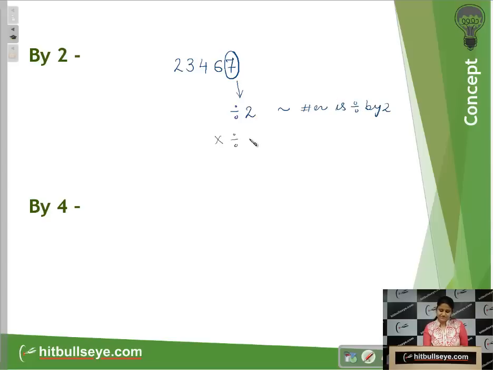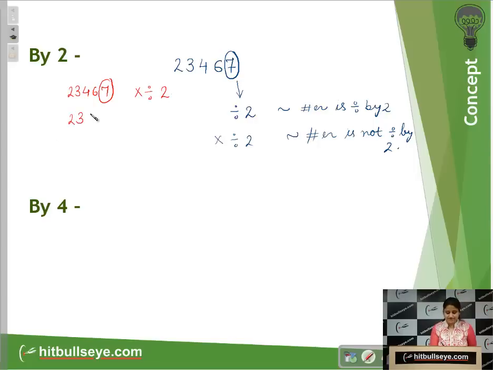If this number is not divisible by 2, then safely we can say that our number is not divisible by 2. I mean, if we take the same number 2, 3, 4, 6, 7. Since my number is ending in 7, and 7 is not divisible by 2, this is not divisible by 2. If I take any other number, for example 2, 3, 4, 6, here the unit place is 6, which is divisible by 2. That's why this complete number is divisible by 2. So we can say that if any number is ending in either 0, 2, 4, 6, 8, then my number will be divisible by 2.